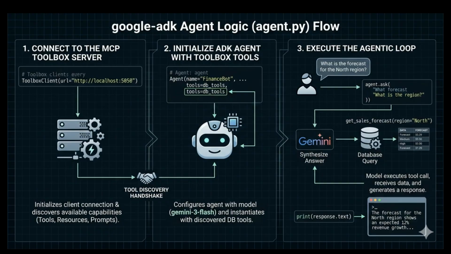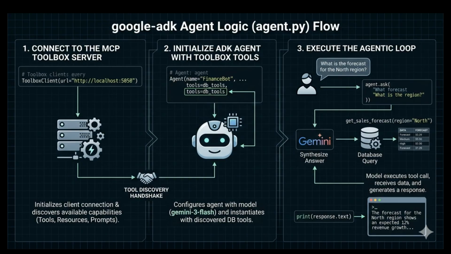The agent logic, agent.py. This Python script is the brain that uses the ADK. ToolboxClient(url) establishes a live connection to the MCP server. It performs a handshake where the server tells the client, "Here are the 5 things I can do," such as get_sales, get_forecast. tools=db_tools. Instead of manually writing functions in Python, we simply pass the list of tools we discovered from the server. The ADK automatically generates the system instructions needed to tell Gemini how to use them.